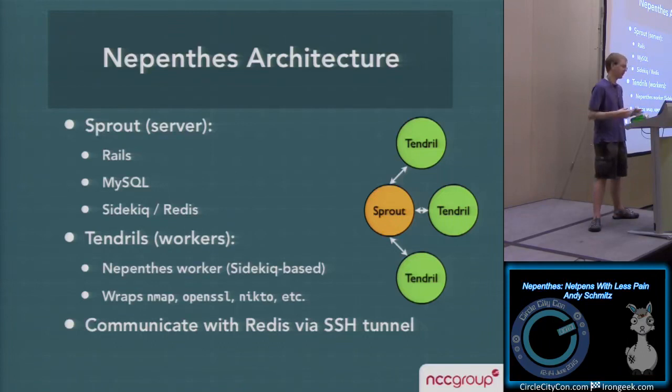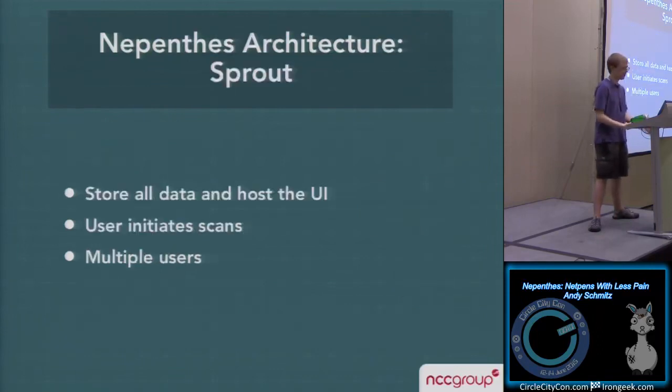And then they communicate with each other via Redis that's just exported via an SSH tunnel. So the Sprout SSHs out to the tendril and tunnels back a Redis connection. So you can transfer data there, but there's no direct database connection from the tendrils. So that's kind of nice. The Sprout itself then basically stores all of the data, hosts a web UI that gives access to pretty much all of the data and lets you start different things if you want to start them.